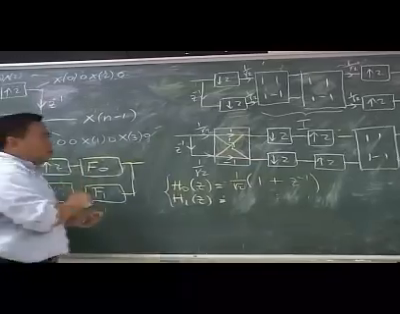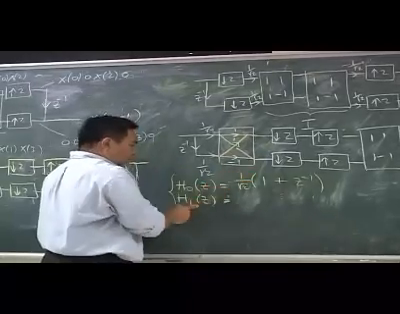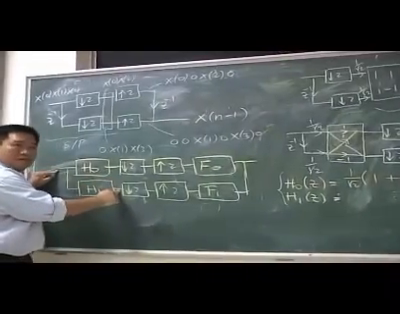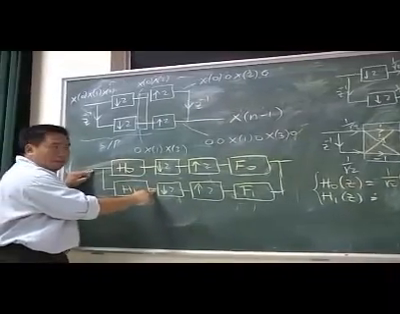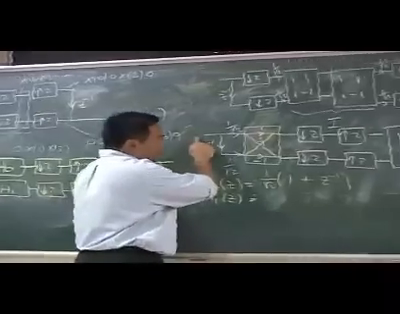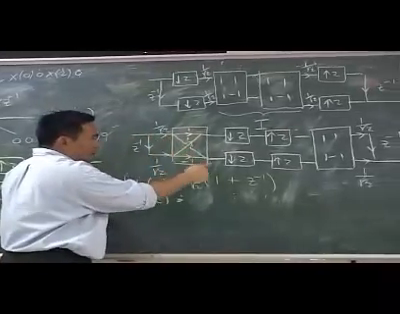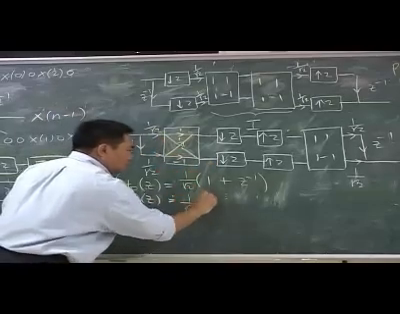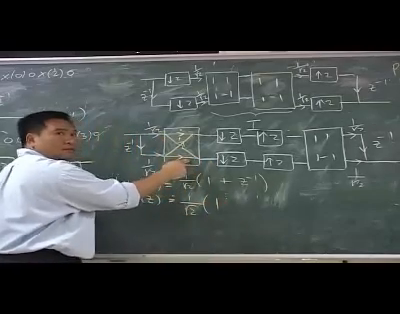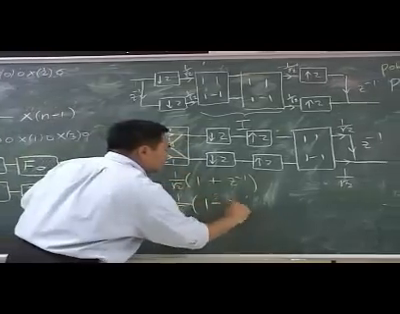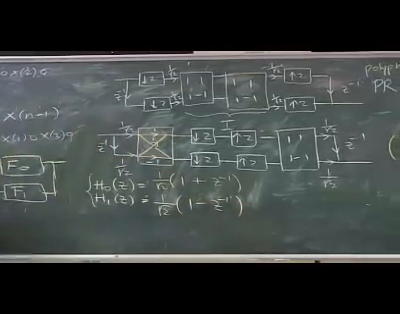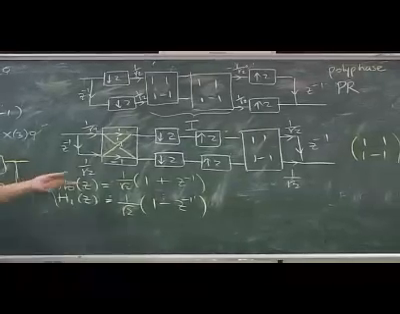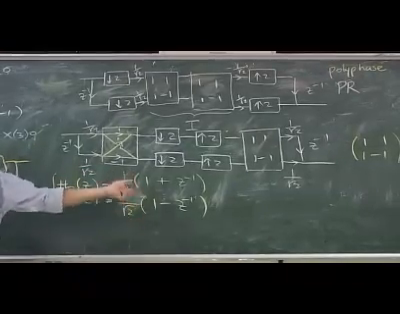How about the second branch? What's H1? H1 is from input to the second downsampling. What is that? 1, right? Minus Z inverse. That's what we see in our wavelet, right? It's an average and difference operation.